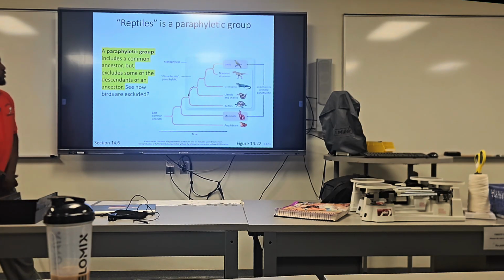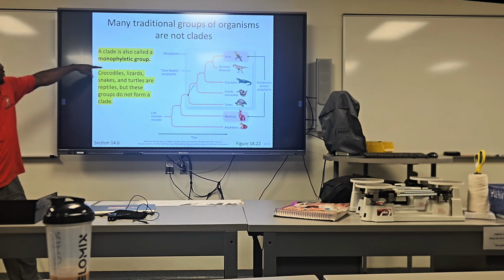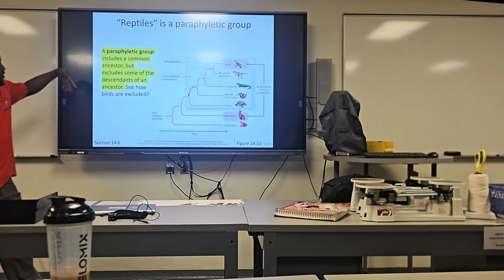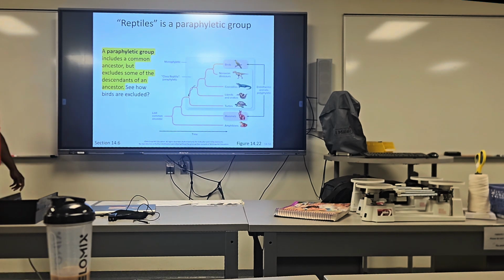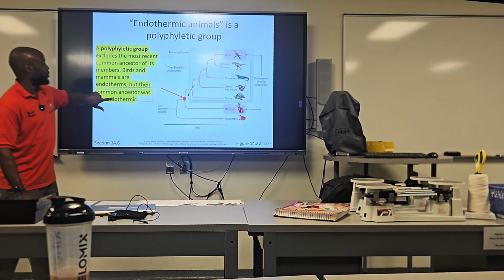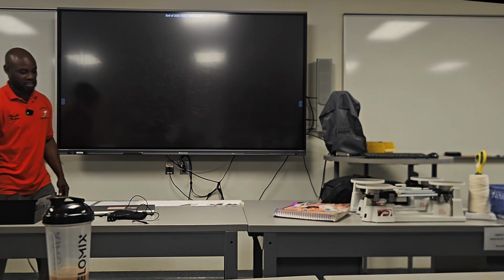You also have these two different groups. In this monophyletic group, crocodiles, lizards, snakes, and turtles are reptiles, but these groups do not form a clade. A paraphyletic group includes a common ancestor, but it excludes some of the descendants. I won't ask you about these. But that's the end of that. All right?